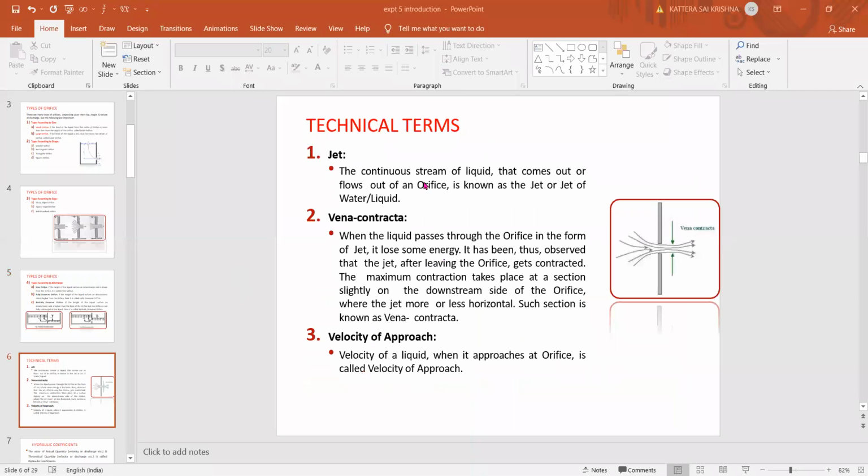Okay. So these are the important terms which we need to know. One is jet. Already we know what a jet is. The continuous stream of liquid that flows out of an orifice is the jet, or jet of water. Since here we are learning about orifice, that's why we use the term jet for it. It is available in a nozzle also. A continuous stream of liquid coming out from a nozzle is also called a jet. Next, a very important term is vena contracta.